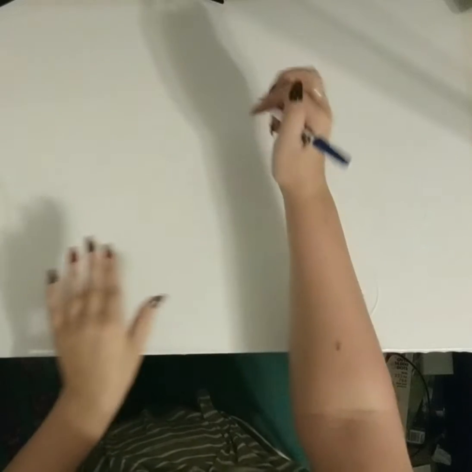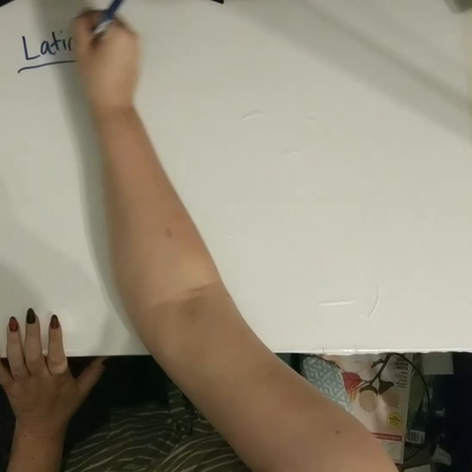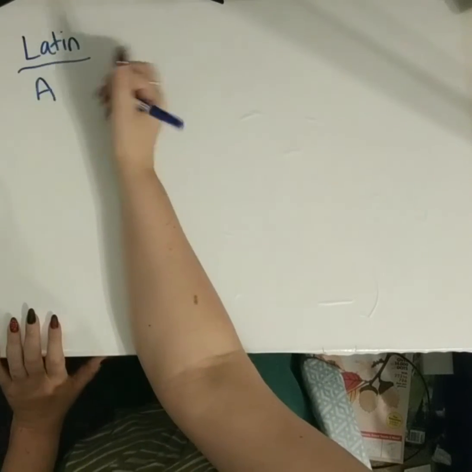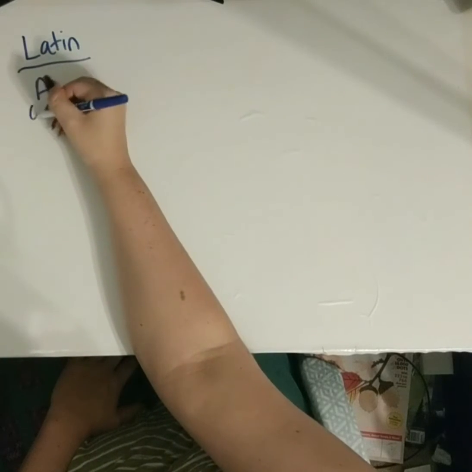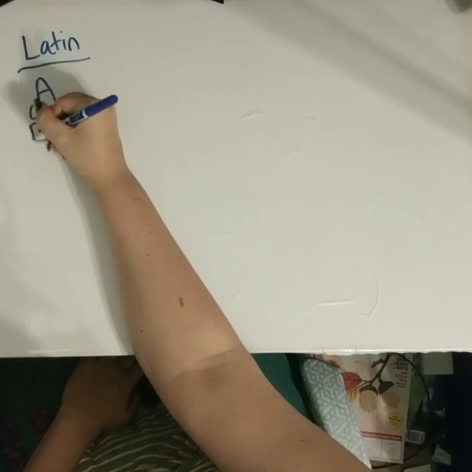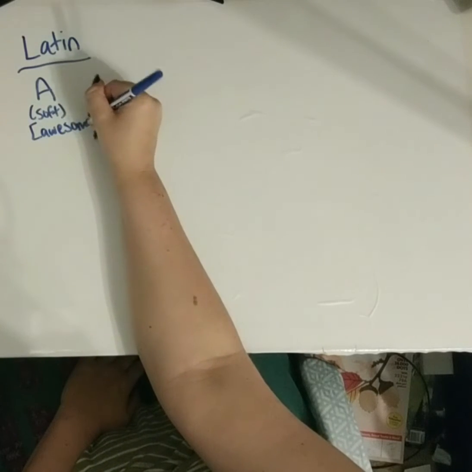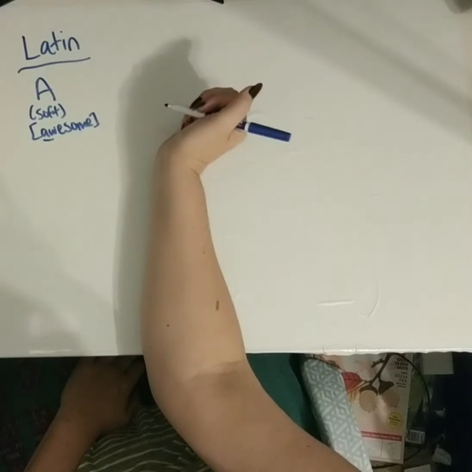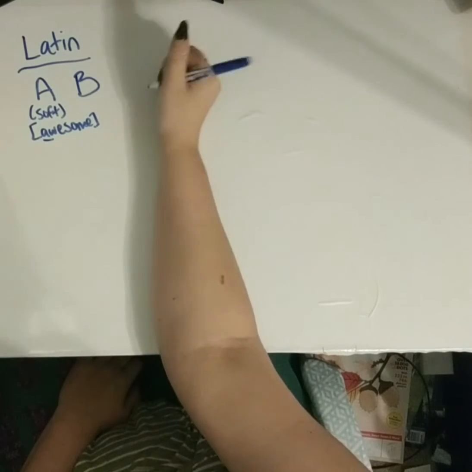the letter A. So let me write like Latin. Starting off with A, which is A. A is a soft sound. So it's an ah sound, like in the word awesome. I usually use father, but I like this word a lot. Ah. And next is B, which is just like in English, b sound.